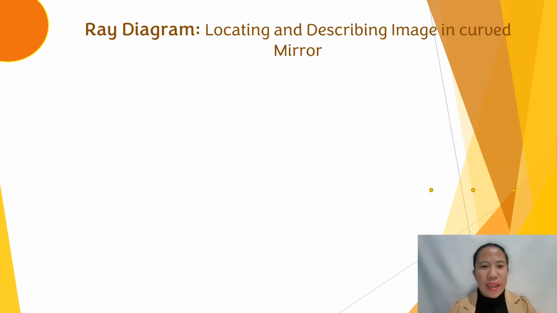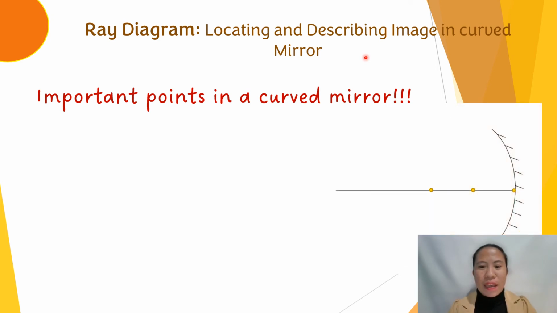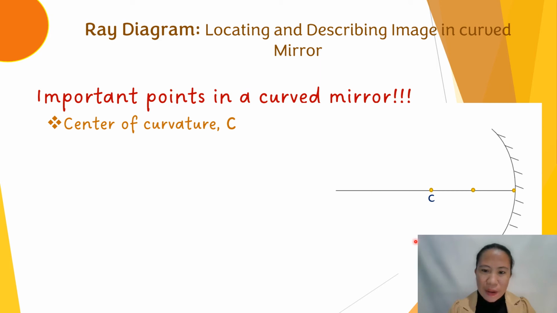We use rays and lines to locate and describe the image formed in curved mirrors. For curved mirrors or spherical mirrors, we have points to remember. For example, in this one, what kind of mirror is this? Right, this is a concave mirror. You see we have 3 points here. First, we have the center of curvature. How could we determine the center of curvature? Supposing we complete the part of this circle, the very center of it is the center of curvature.